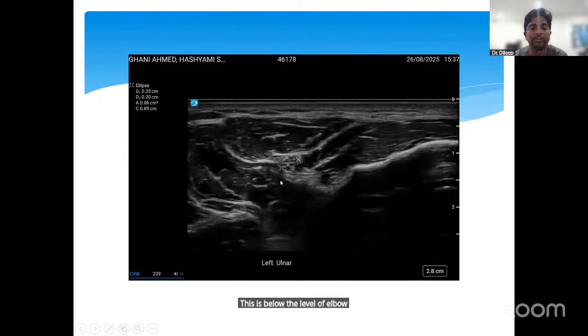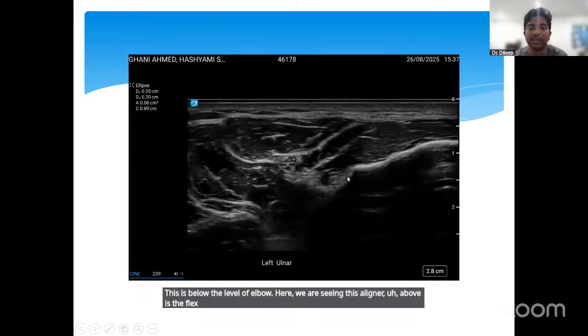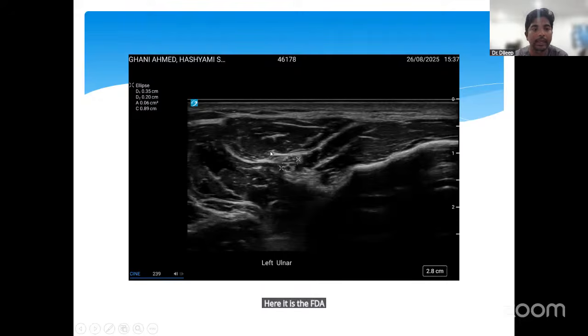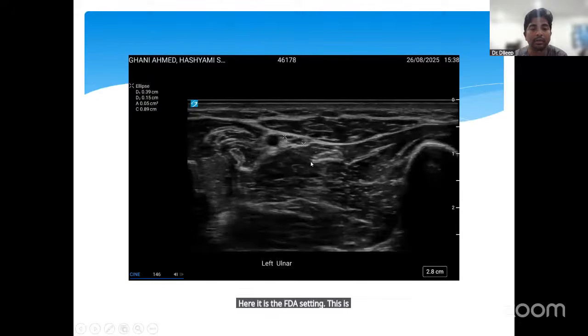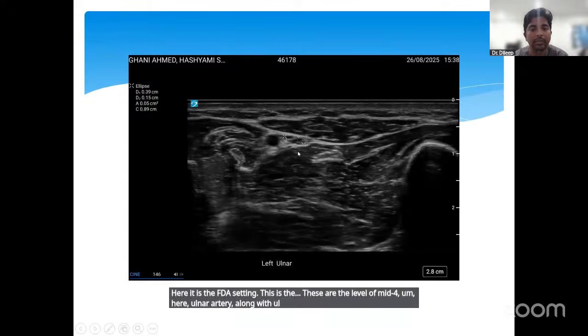Here we are seeing this ulnar nerve. Above is the flexor carpi ulnaris. Here it is the FDP. Here it is the FDS. This is at the level of mid forearm. Here the ulnar artery along with the ulnar nerve is visible.